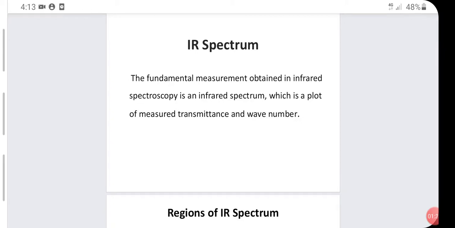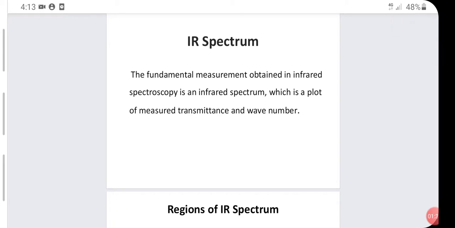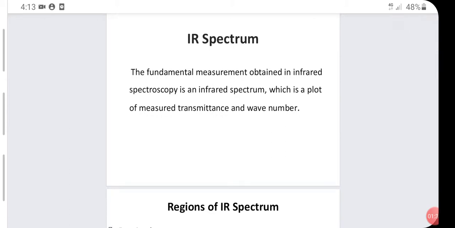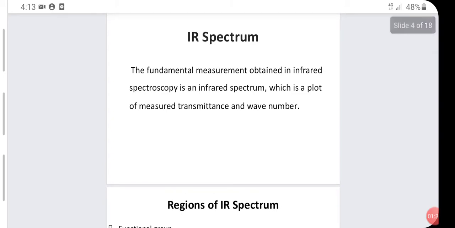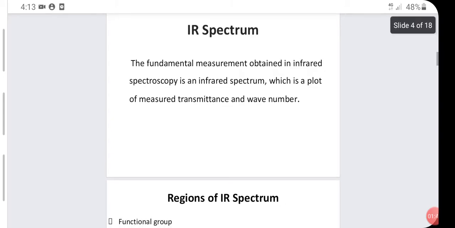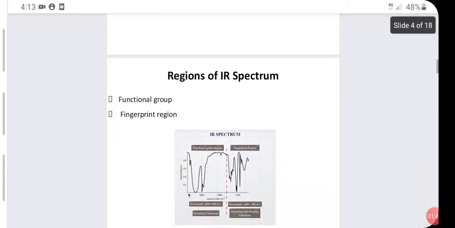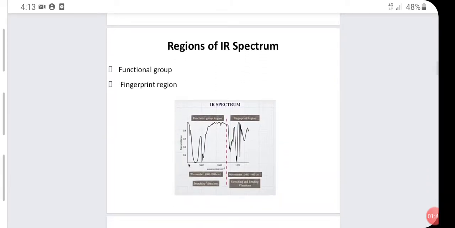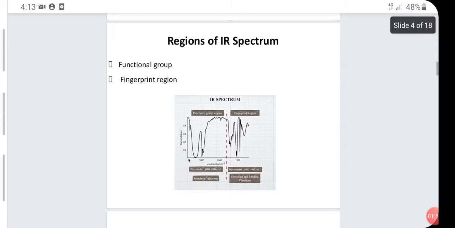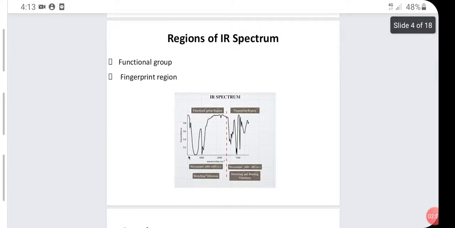IR spectrum. The fundamental measurement obtained in infrared spectroscopy is an infrared spectrum, which is a plot of measured transmittance and wave number. Transmittance is on the y-axis, while the wave number is on the x-axis. Regions of IR spectrum. An IR spectrum has two regions. The first region is the functional group region, while the second is the fingerprint region.